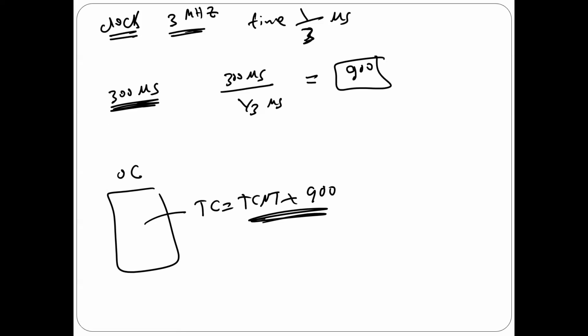So this one is going to count 1, 2, 3, 4 until it is equal. It's going to trigger an interrupt. In the interrupt, I'm going to move TC again by 900. So next interrupt after 900. Add 900. Next interrupt after 900. Is that okay? This is how it works.